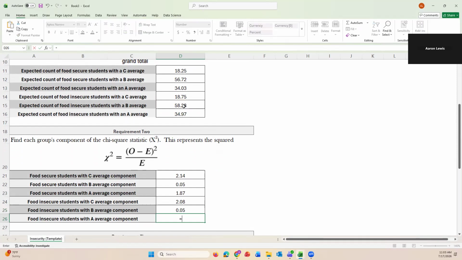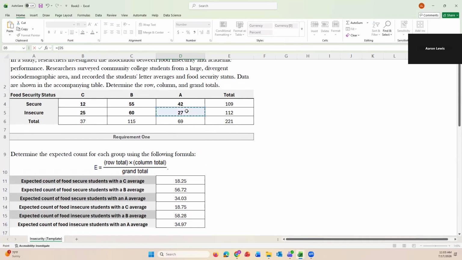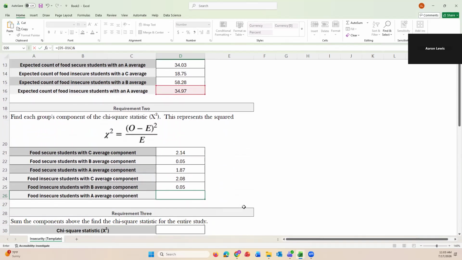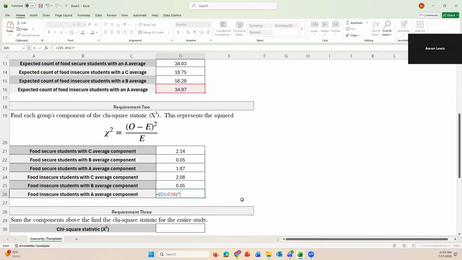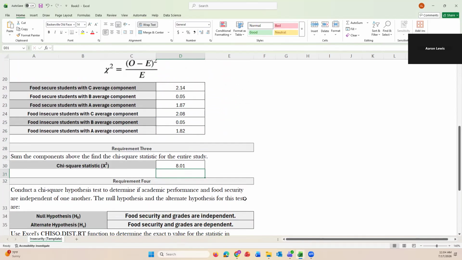And then for our last intersection, it's equal to the observed amount of food insecure students that ended up with an A, which we have as 27, minus our expected count, which was 34.97. Square that. Hold on one second. There we go. Square that, and divide by our expected amount of 34.97. You get 1.82. So now to find the chi-square statistic for the entire study, you just find the sum of the components. So equals the sum of those 6 numbers, and it comes out to 8.01.